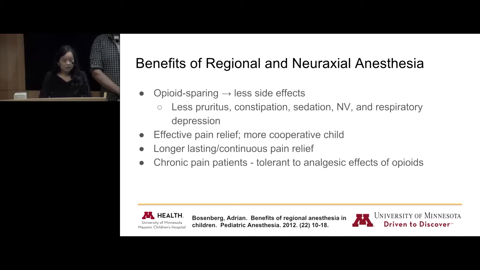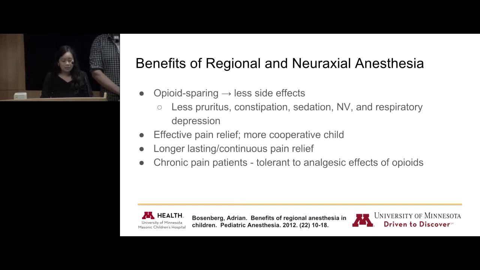It does result in effective pain relief and subsequently thereafter a more cooperative and happy child and a happier family. The benefits of regional anesthesia is that it can be longer lasting, provide continuous pain relief depending on how you provide it, versus the peaks and valleys of giving intermittent IV opioids.